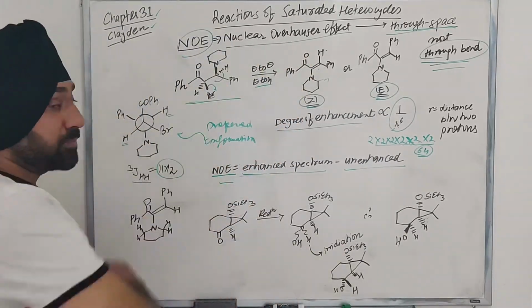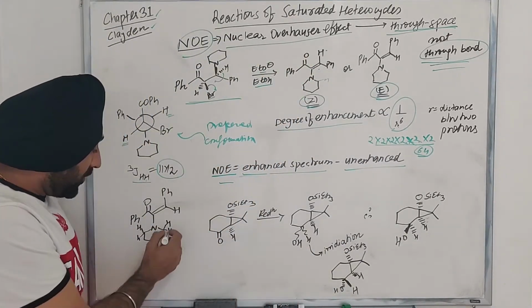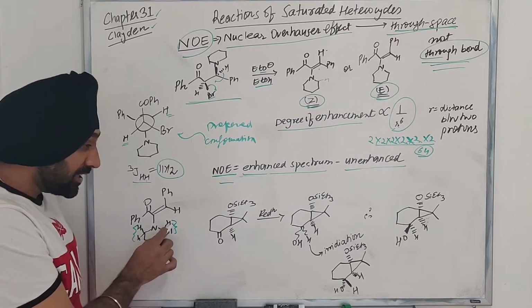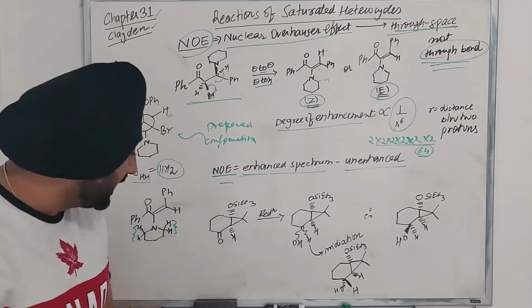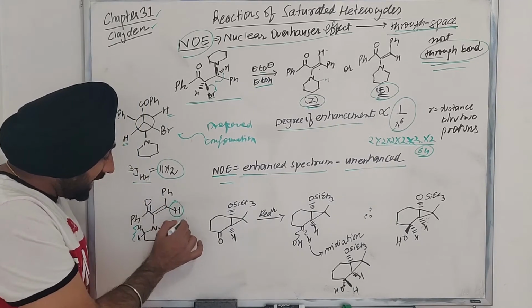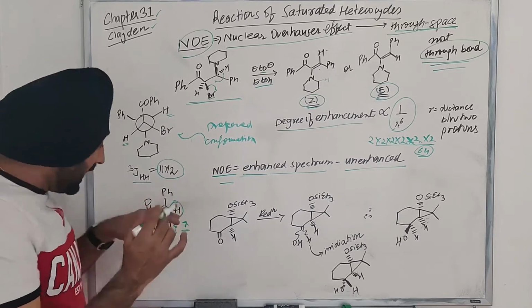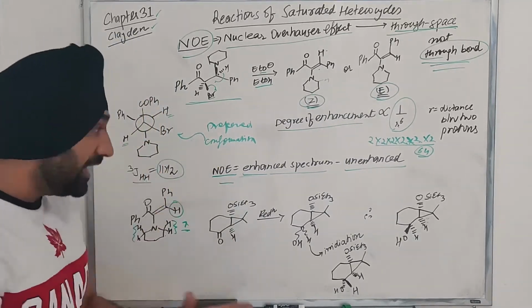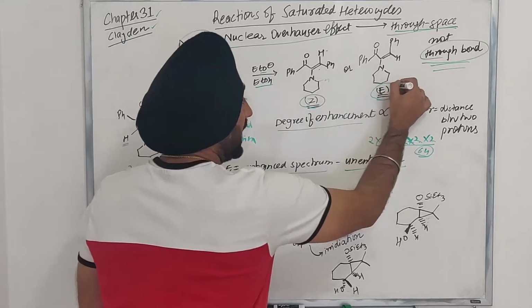For example, in this particular case, what did they observe? When they irradiated these 4 protons, the ones on the nitrogen, they observed that the intensity of this hydrogen increases. Okay, its intensity went up. So what does this clearly reflect? It clearly reflects that the stereochemistry of the molecule has to be E.